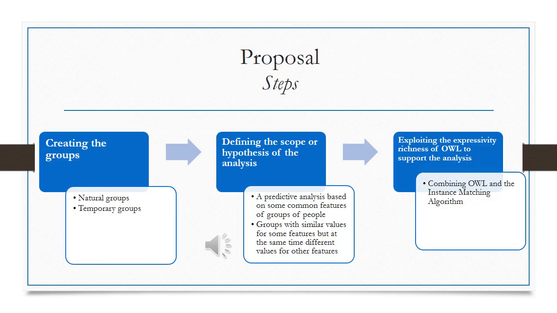This approach considers 3 steps. At the first step, the groups will be created. At the second step, we will define the scope or hypothesis of the analysis. We have identified 2 types of analysis. The first type is a predictive analysis based on some common features of groups of people. At the third step, we will take advantage of the expressivity richness of OWL to support the analysis.